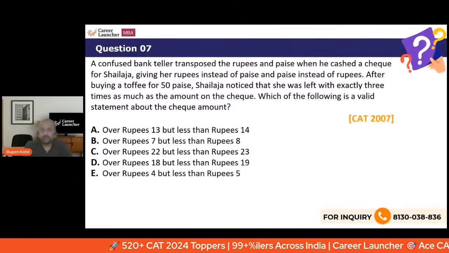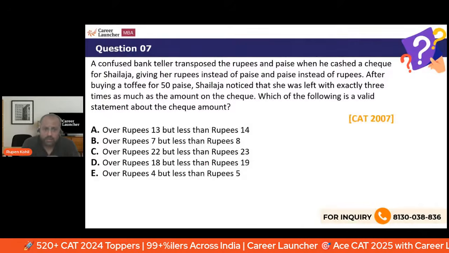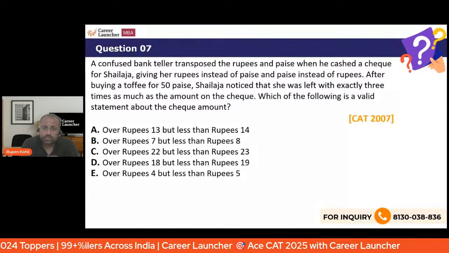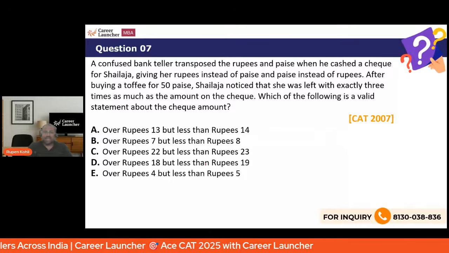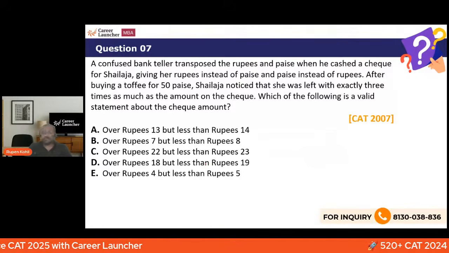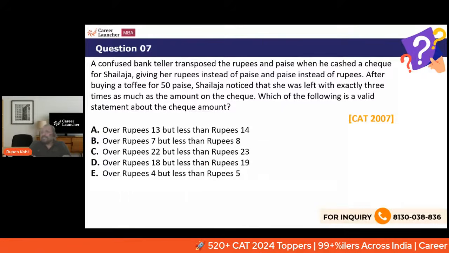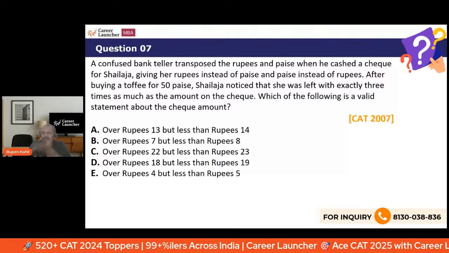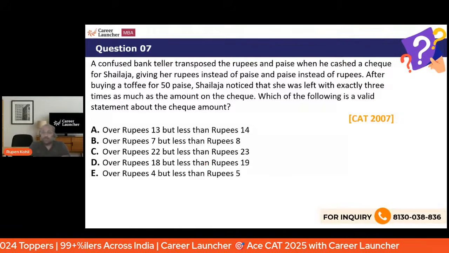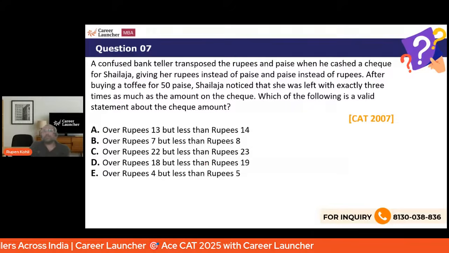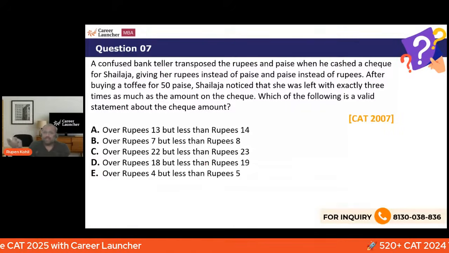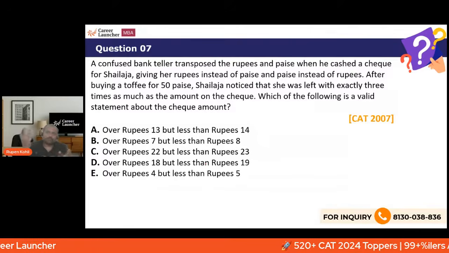All right, next one. A confused bank teller transposed the rupees and paisa when he cashed a check for Shailaja, giving her rupees instead of paisa and paisa instead of rupees. Well, let's see whether Shailaja is getting some benefit out of this or a loss. If it was 20 rupees 50 paisa, and he had transposed, Shailaja is lucky. She got more, 50 rupees 20 paisa.